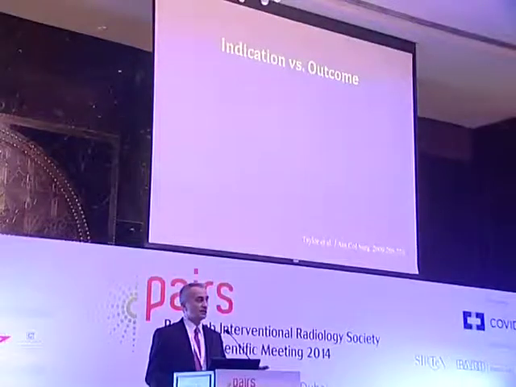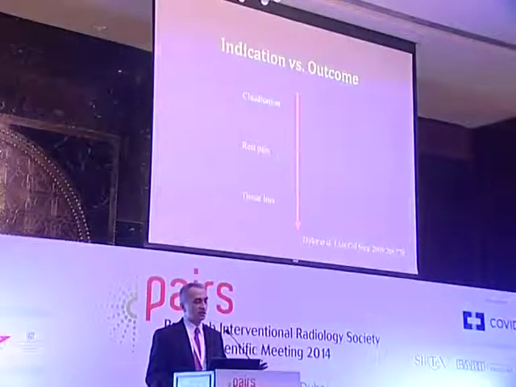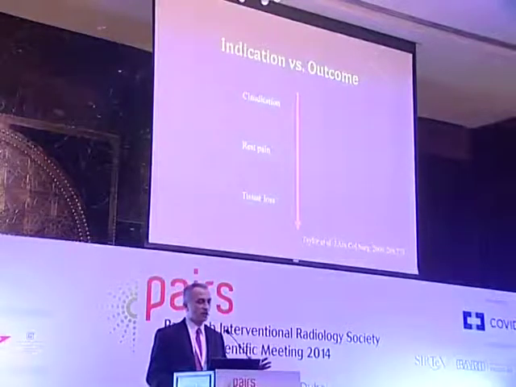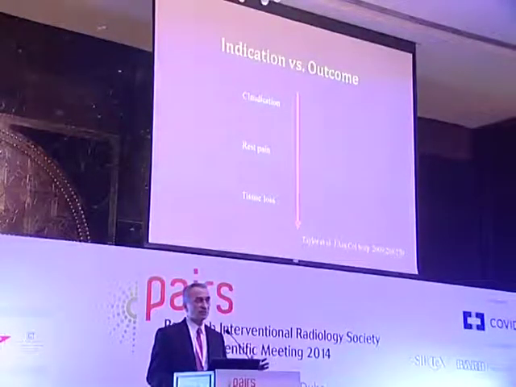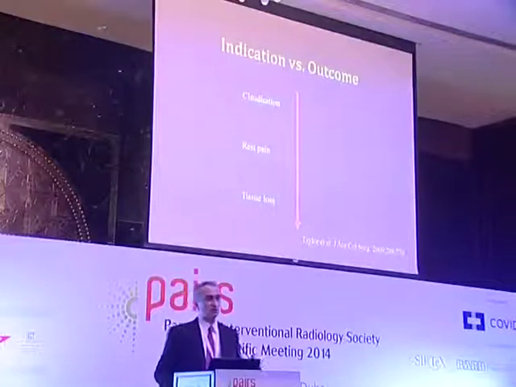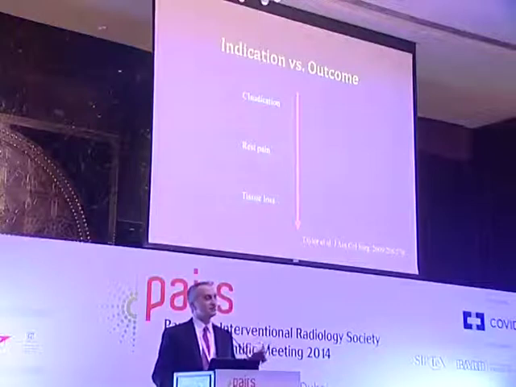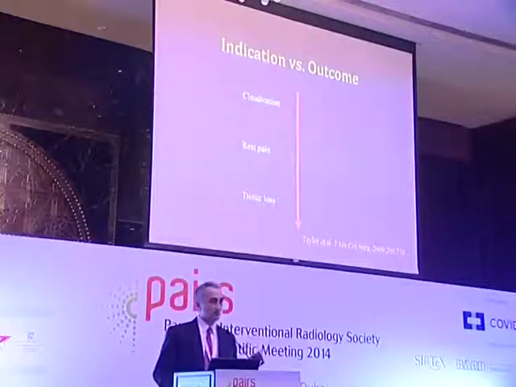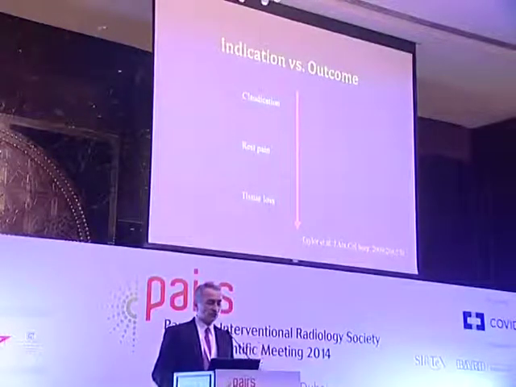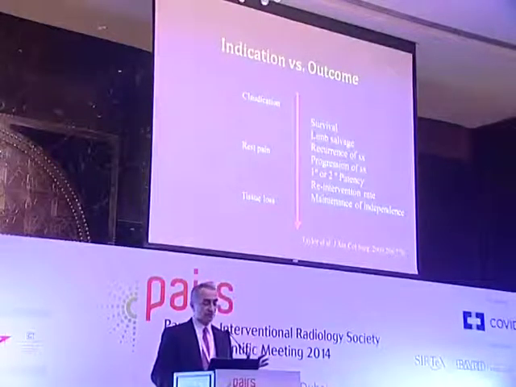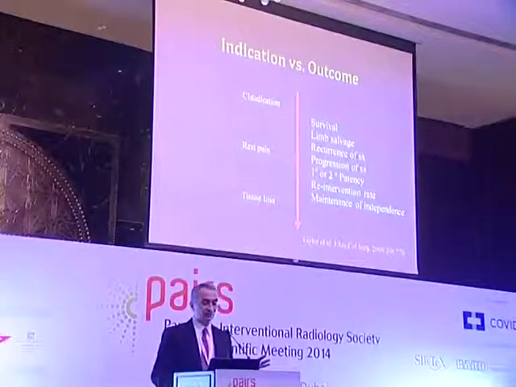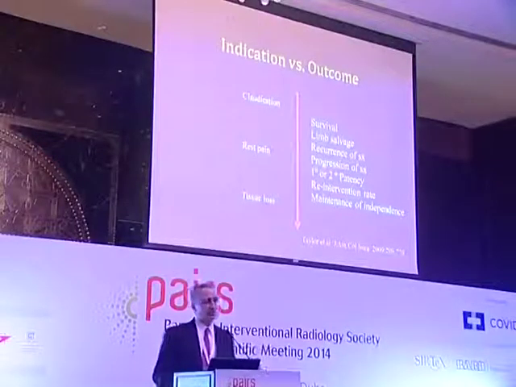And again, I used the analogy of cancer in the previous talk. This is the same. It's sort of like breast cancer. Breast cancer, as we all know, is 5 different diseases. It's not one. Critical limb ischemia is not a single disease. It's multiple diseases. If you look at patients with claudication, rest pain versus tissue loss, the survival, limb salvage, recurrence of symptoms, progression of symptoms, primary, secondary patency, reintervention rate, and maintenance of independence decrease as you go down.